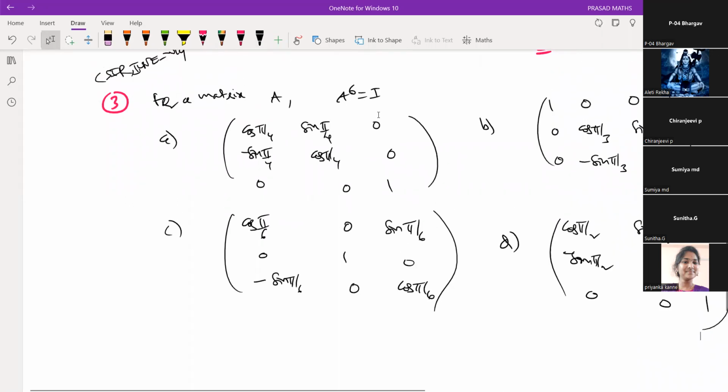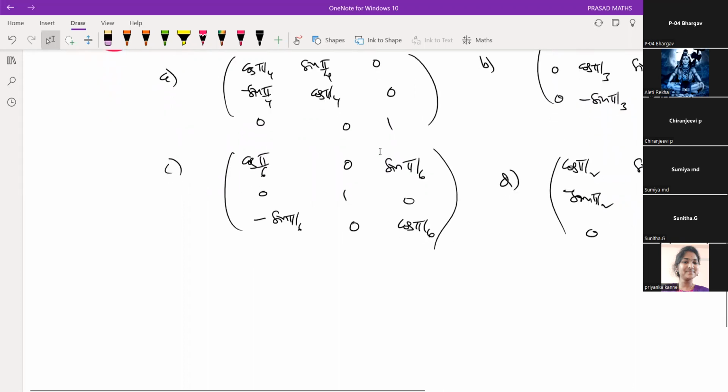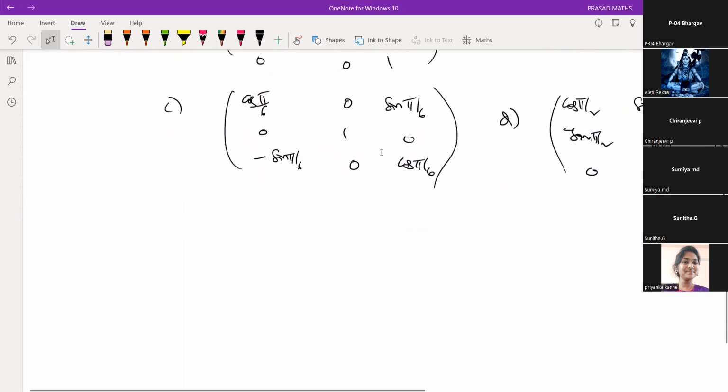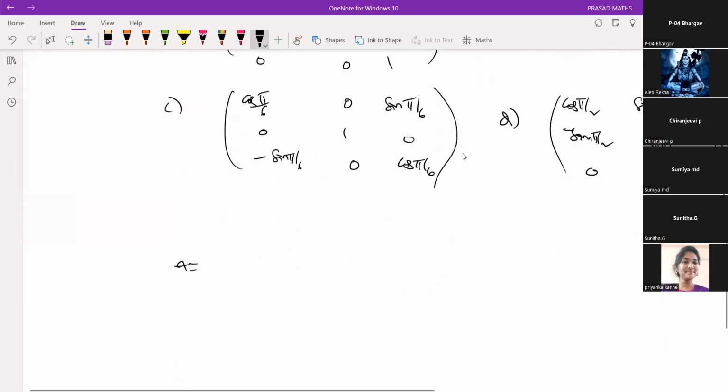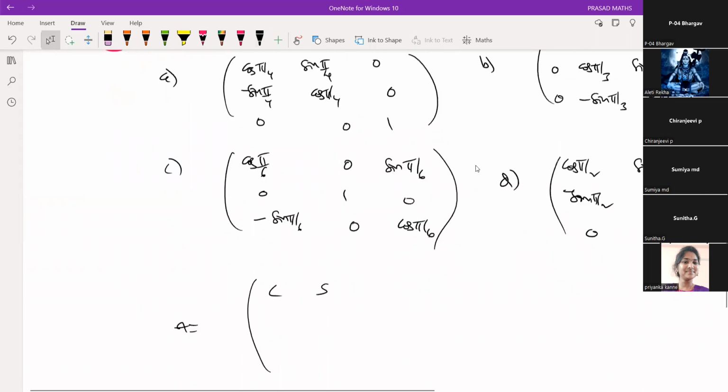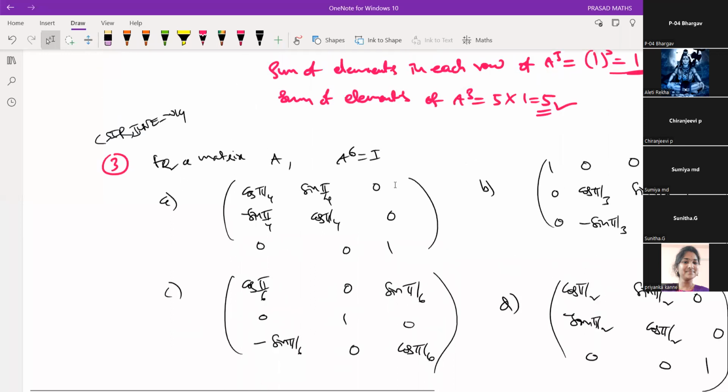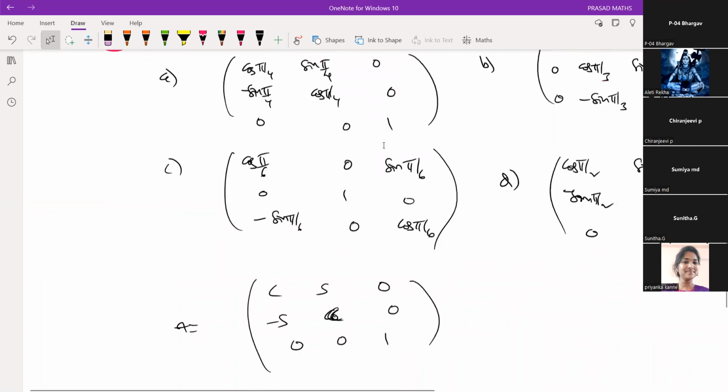A power 6 actually is I. Suppose you take this A as a first option. What is the option? Cos pi by 4, sin pi by 4, 0, minus sin pi by 4, cos pi by 4, 0, 0, 0, 1. Right? So is it the option? You need to check A power 6 is identity matrix.